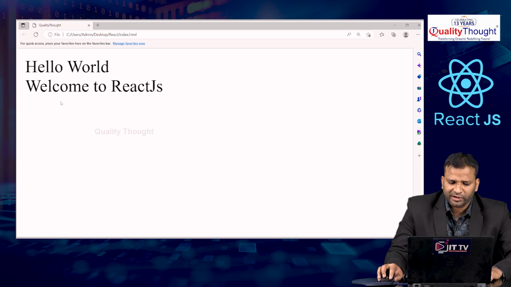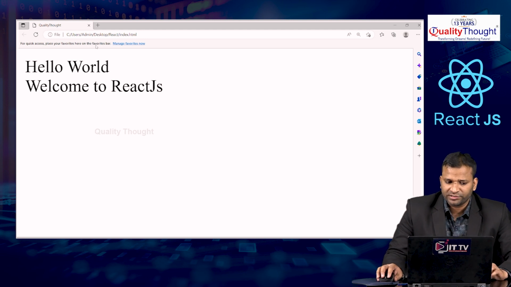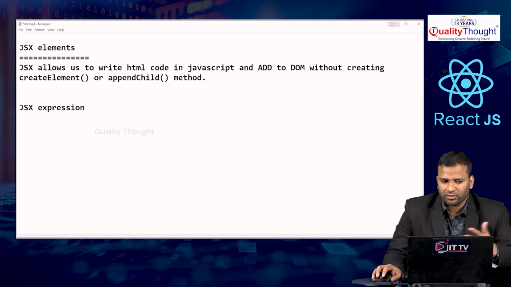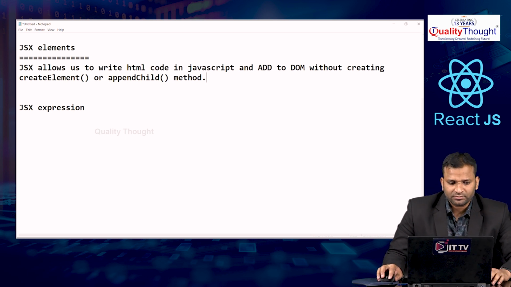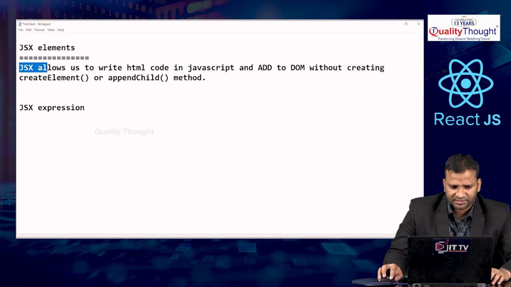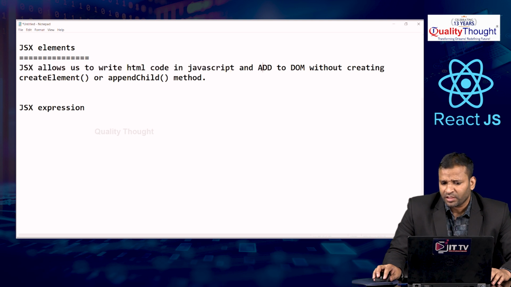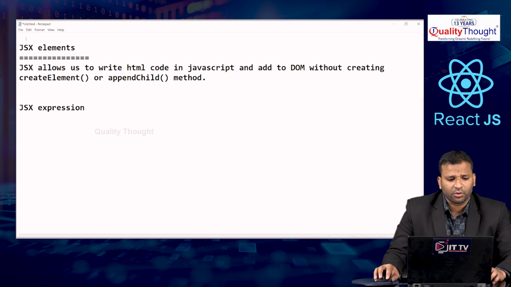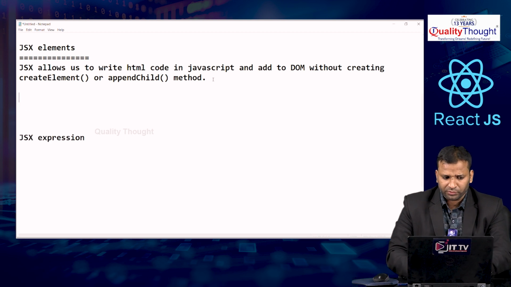Now you can see you are getting two lines. So now HTML code is allowed, but JSX is telling you, don't worry, you can write HTML code directly. That is the reason I am telling you JSX allows us to write HTML code in JavaScript and add it to the DOM without createElement or appendChild methods. So what does that mean?